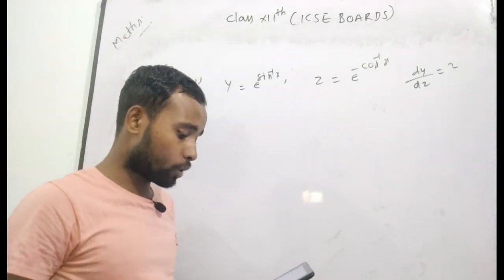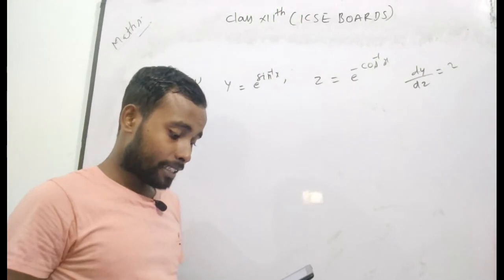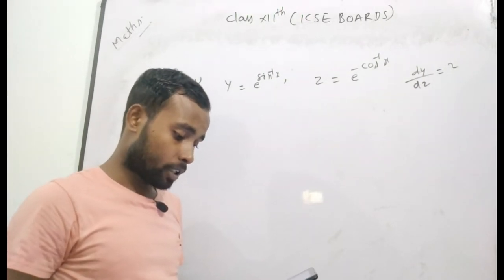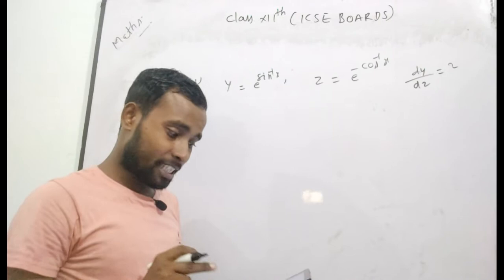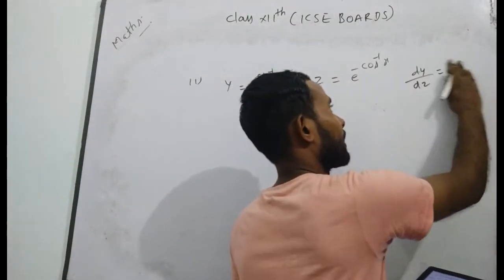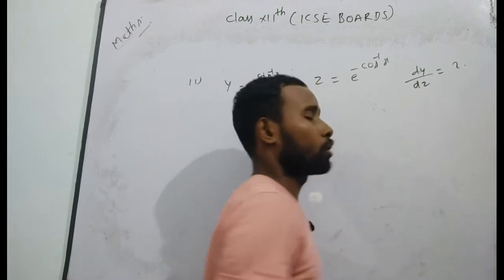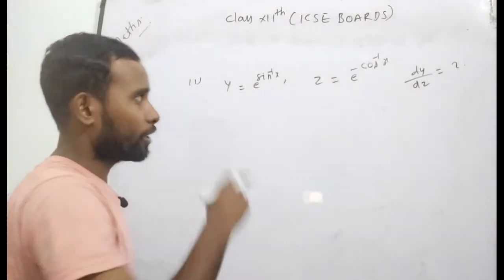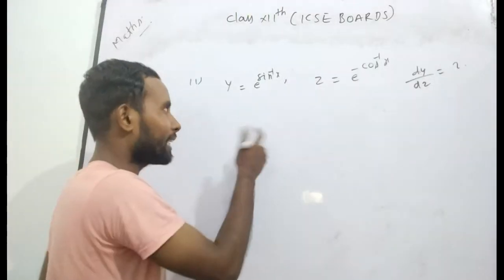It has told you to find dy/dx, but that is completely wrong, because according to this question there should be dy/dz. According to this question there should be dy/dz. How can you find it?